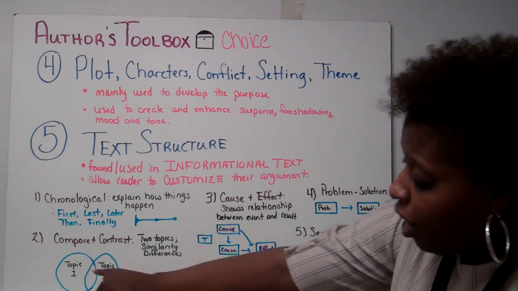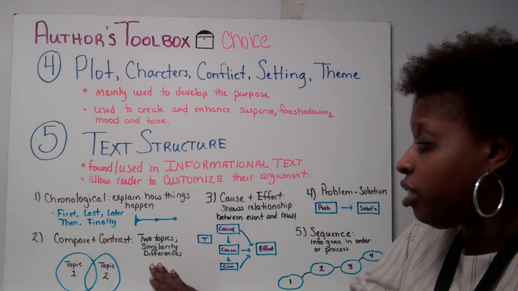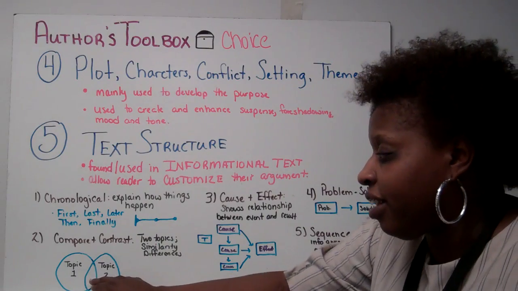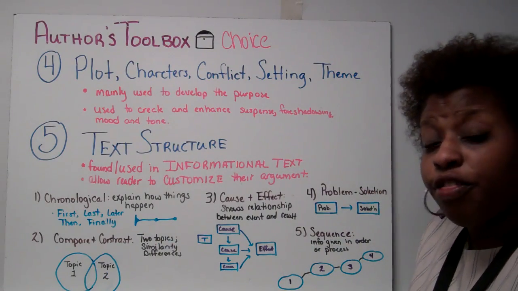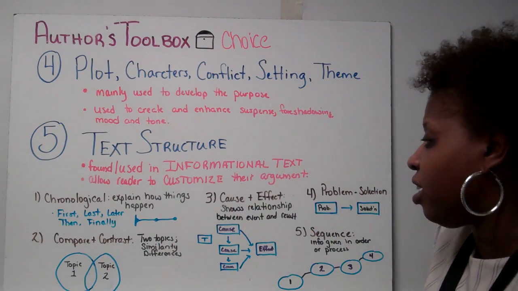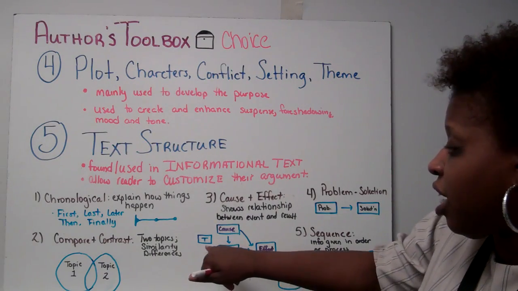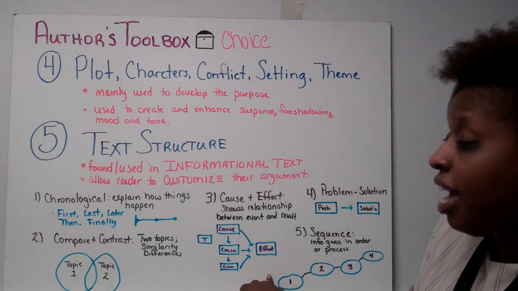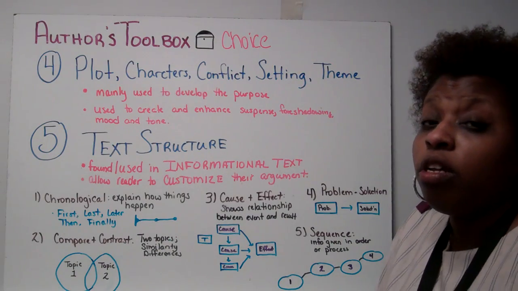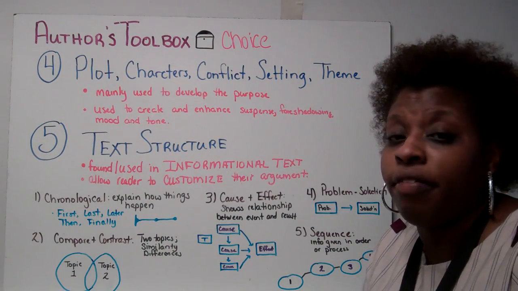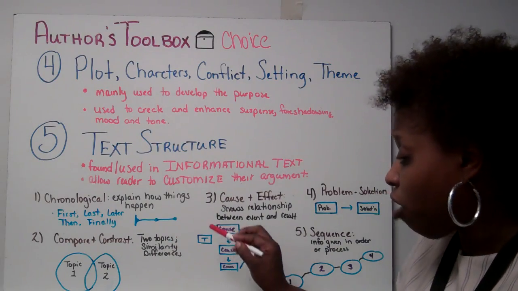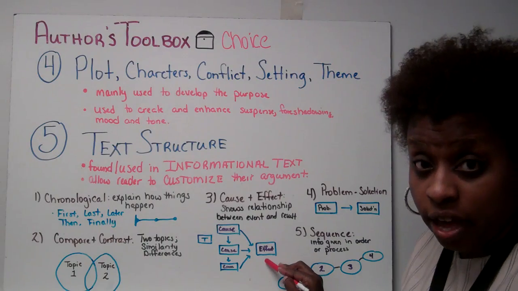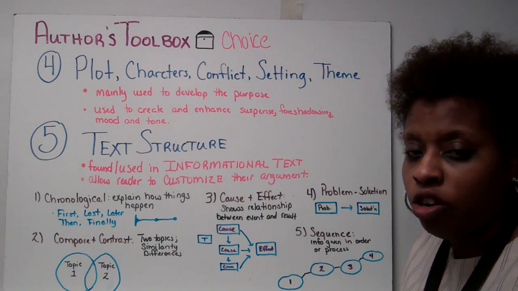The second one is compare and contrast, where you have a topic and you discuss the similarities and differences of that topic. The third one is cause and effect. It shows relationships between an event and the result. So you can have the causes and then their effect. For example, the causes of texting while driving. What are some causes of texting while driving? And then you'll discuss the effects of texting while driving.